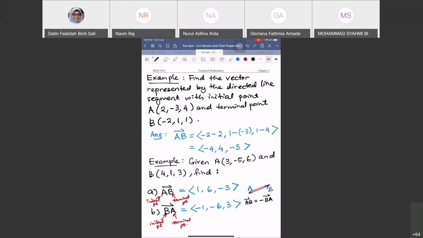Anybody got any questions to ask before we end the session? Then I will continue on next Tuesday. In the meantime, as I mentioned earlier, for this Thursday tutorial, we will be discussing complex number. Make sure you do the questions so that it will be faster to discuss. If you have done, we can discuss very fast.